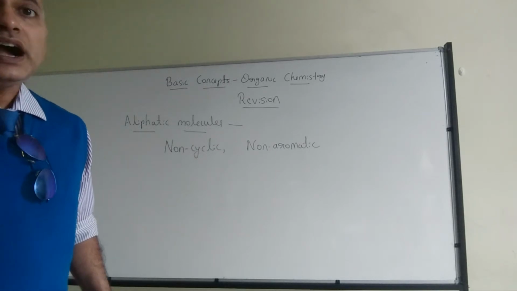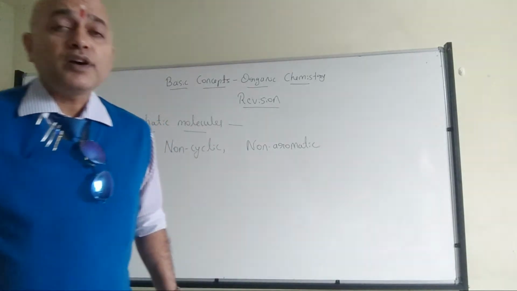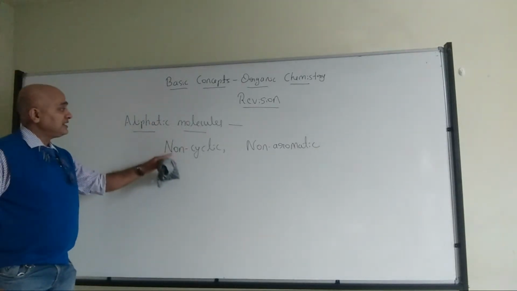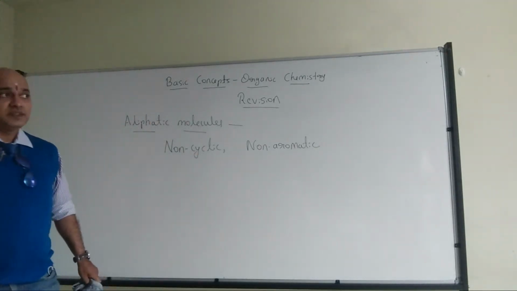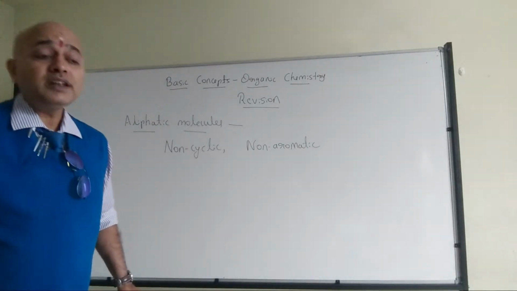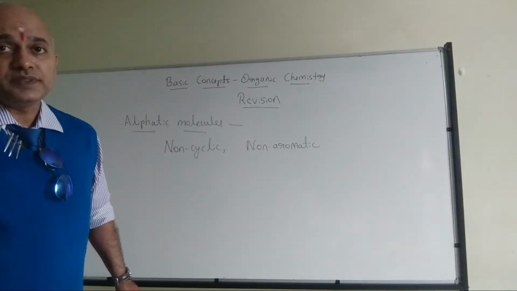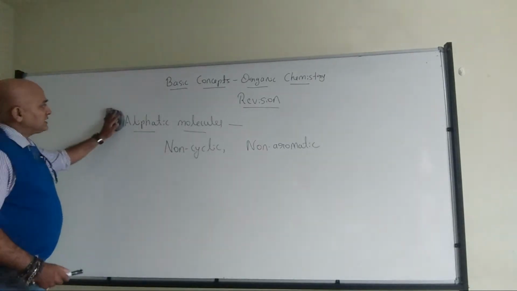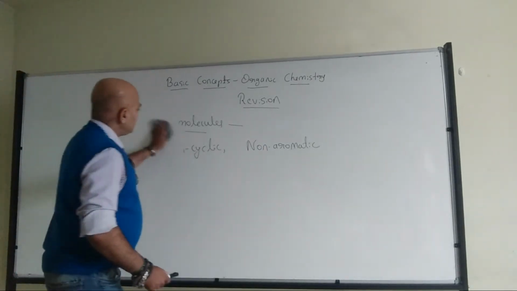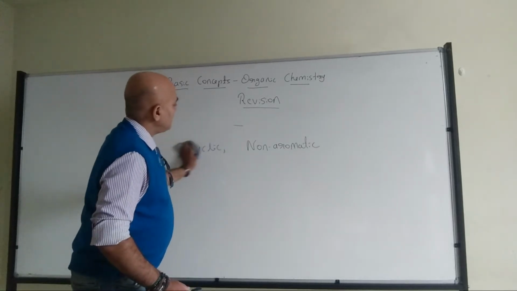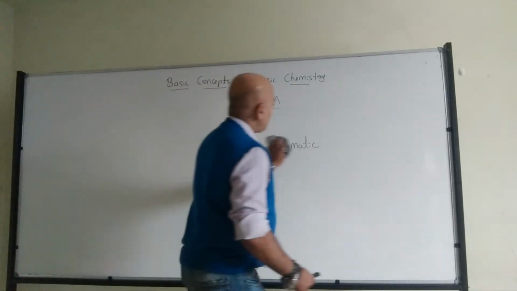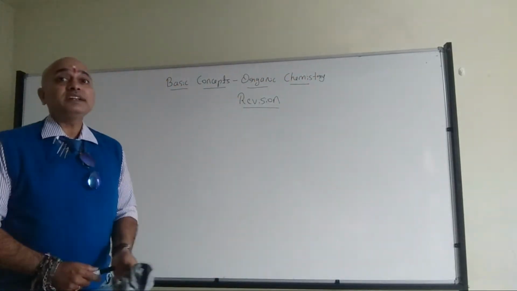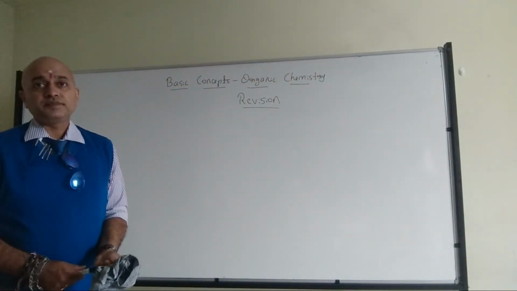Okay, so for aromatic compounds, they should have the ring structure. But here, since it is non-cyclic, naturally they are non-aromatic in nature. We can give plenty of examples for this. It can be butane, ethane, ethyl alcohol, or propyl alcohol, all of them. They can be examples for aliphatic organic compounds.